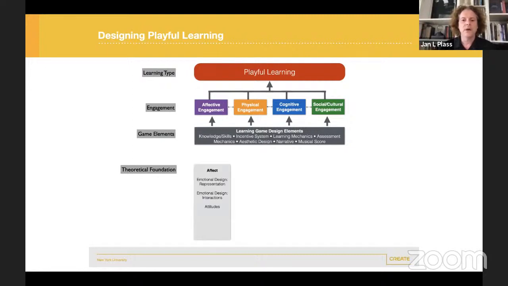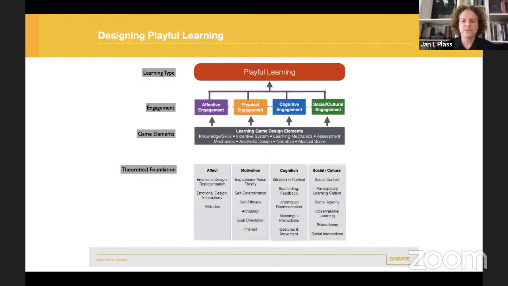And here we have, when it comes to affect, a number of different theories that can support that. The same thing for motivation, for cognition, and for sociocultural learning. And so our mission in the Create Lab is to add to these theoretical foundations, to look at different design elements, and see what kind of engagement and what kind of learning outcomes they produce. And that's the background for the research studies that I will be presenting very briefly.